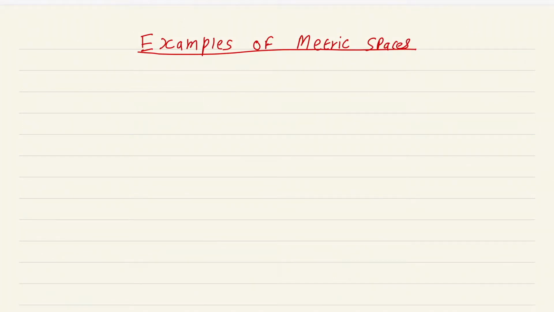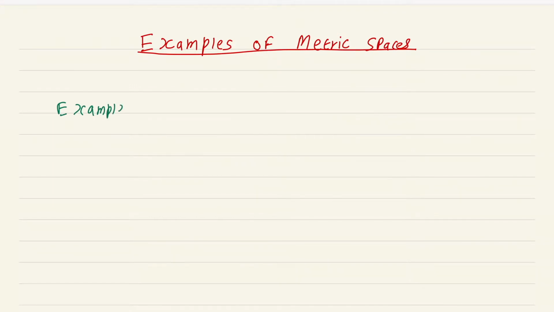In this module, we are going to see several examples of metric spaces. Please keep these examples at the back of your mind in the future modules where we'll see a number of concepts defined. First example, example 1.